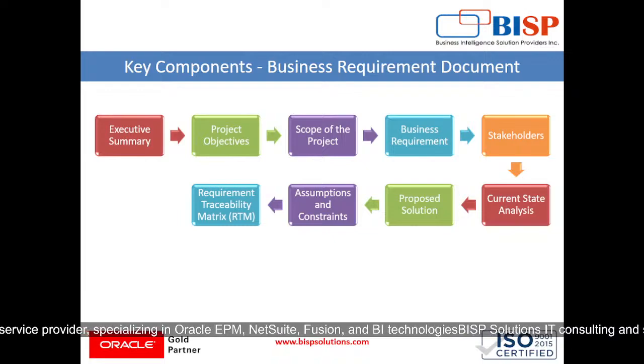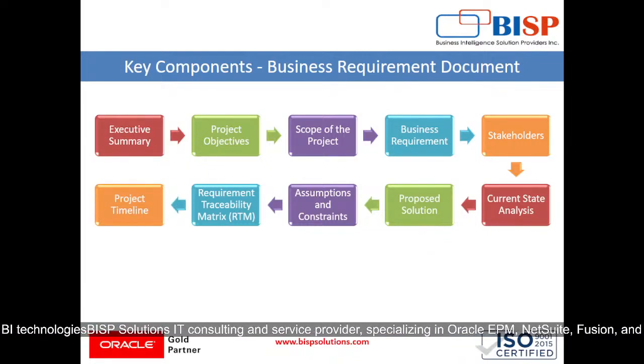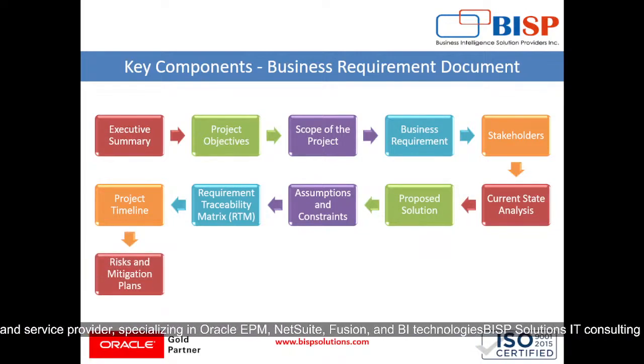seeing the BRD document. Then the requirement traceability matrix, which is RTM, a table that maps business requirements to their corresponding functional or technical specifications, which ensures no requirements are overlooked. Then comes our project timeline, where high level milestones and deadlines will be there. Phases of the project with estimated completion dates will be there. Then comes our risk and mitigation plans, where potential risks or challenges are identified, and mitigation strategies to address the risks are there.